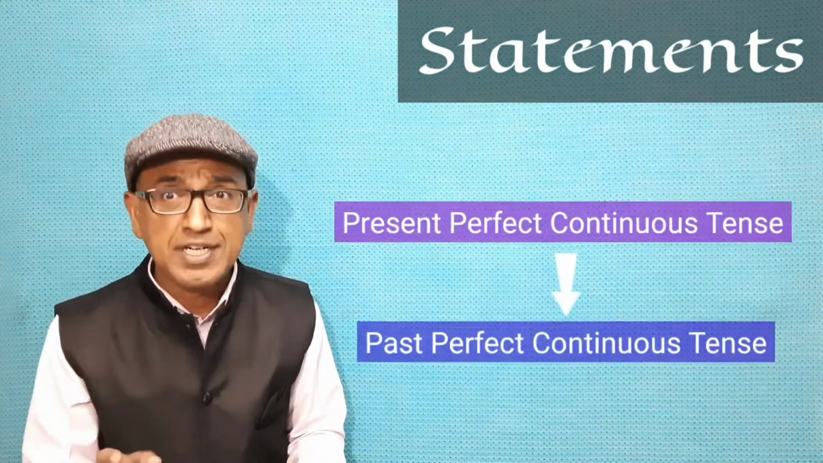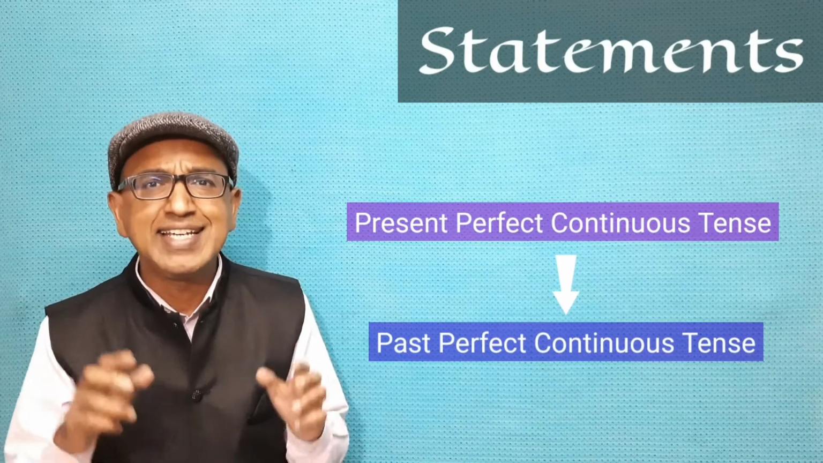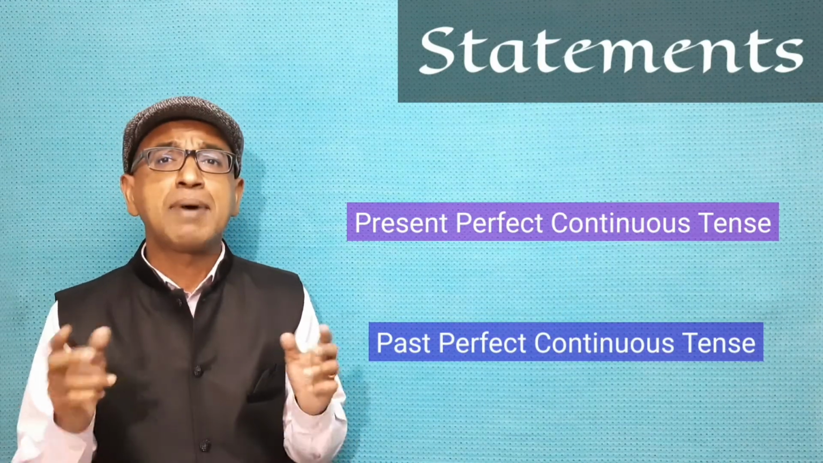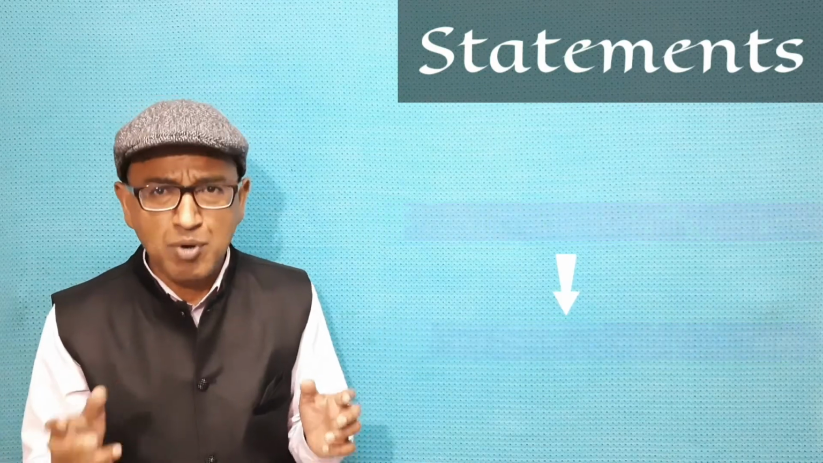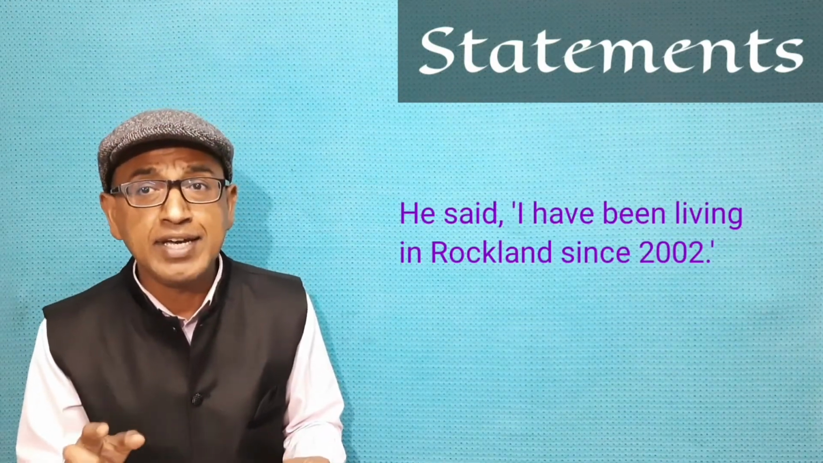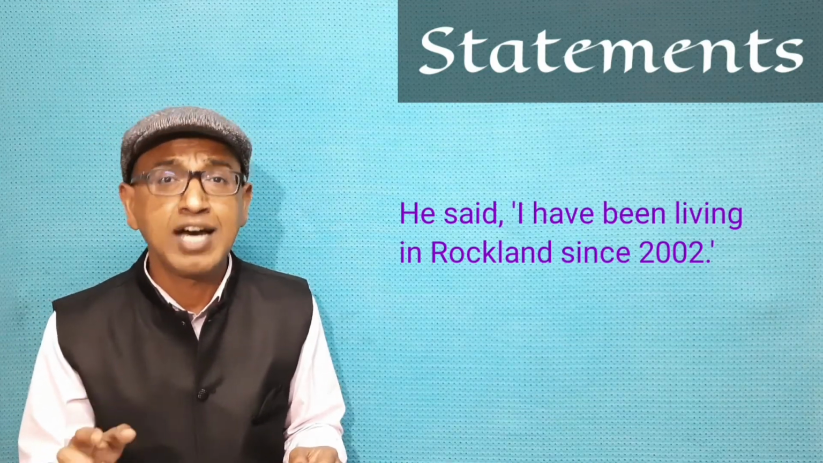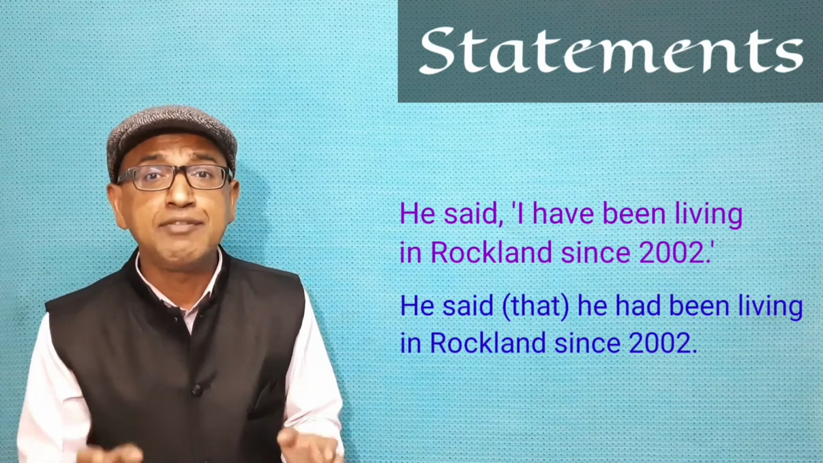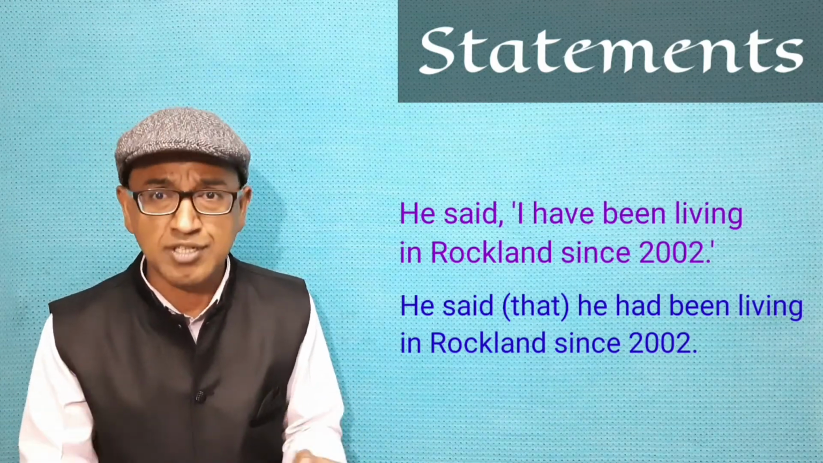Well, if the verb of the speech quoted is in the present perfect continuous tense, it is changed into the past perfect continuous tense when reported. Now, for example, he said, I have been living in Rockland since 2002 becomes, he said that he had been living in Rockland since 2002.